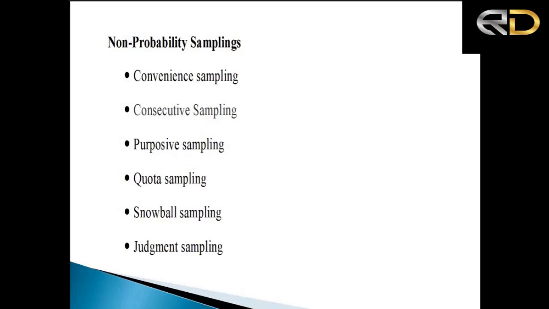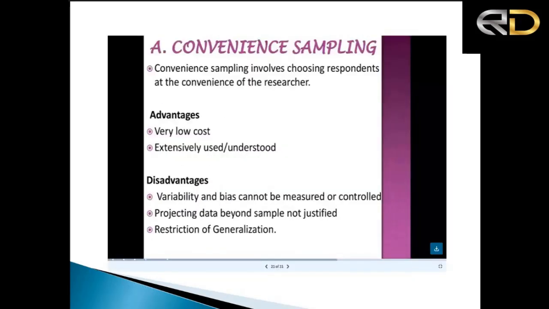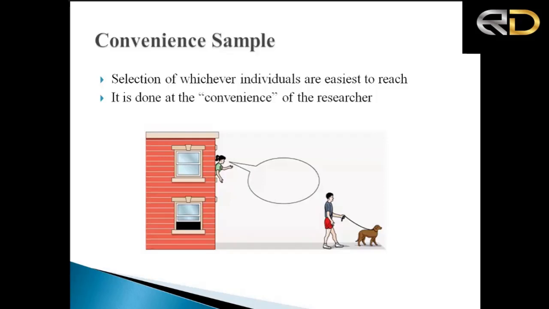And judgment sampling is obviously done on the basis of judgment, say interviews, or cricket player selection, which is done on the basis of judgmental sampling.